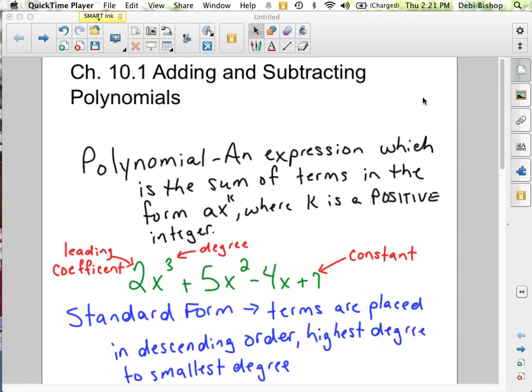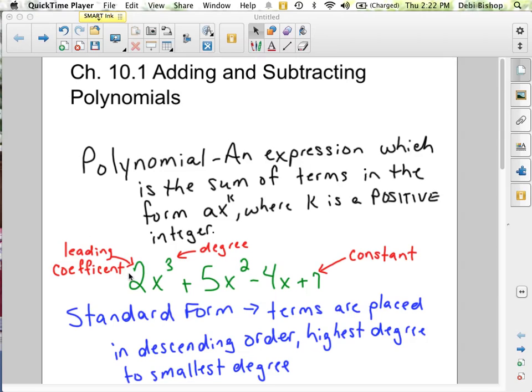And when we talk about polynomials, the most common way to express them is called standard form. In standard form, your terms are placed in descending order from your highest degree to smallest degree. When we talk about degrees, we are talking about the exponents. So if you look at our example, in 2x cubed, the 3 in cubed is considered the degree.